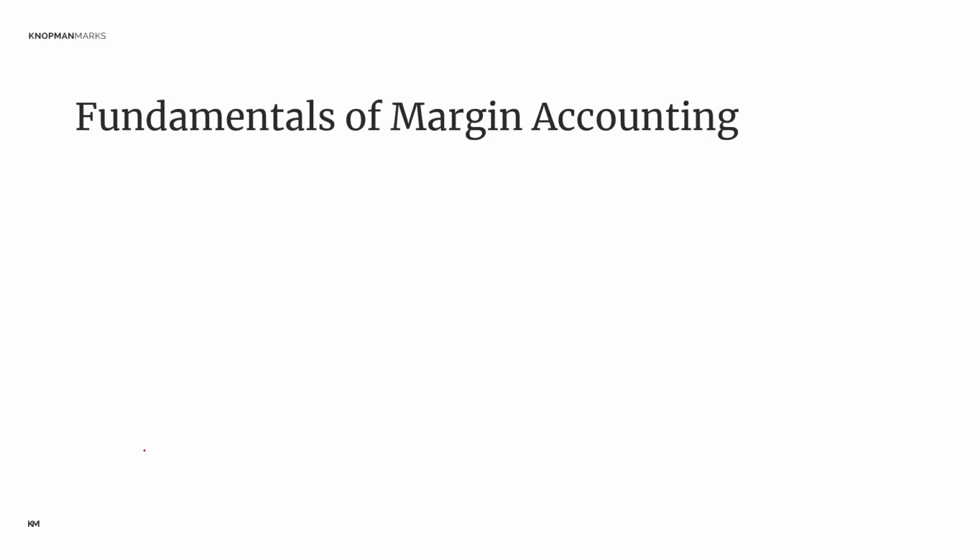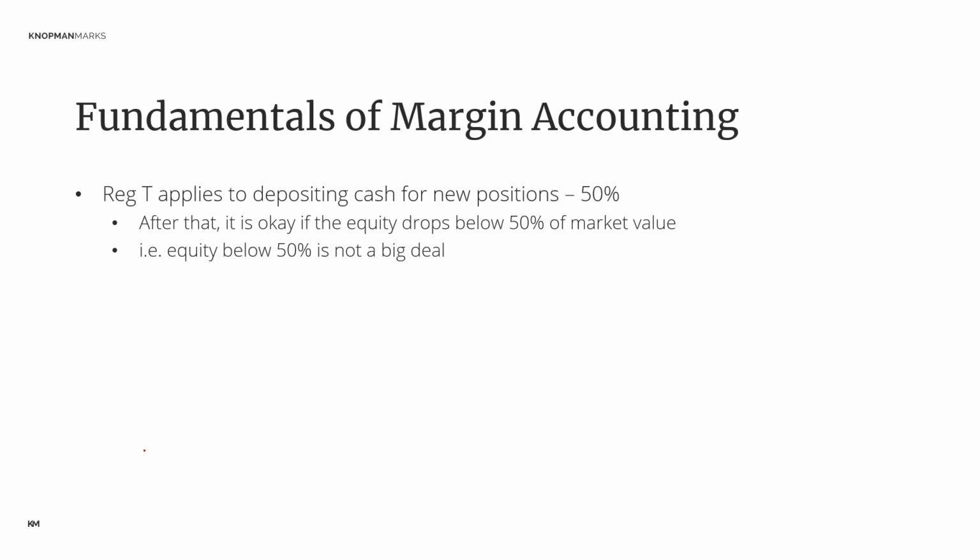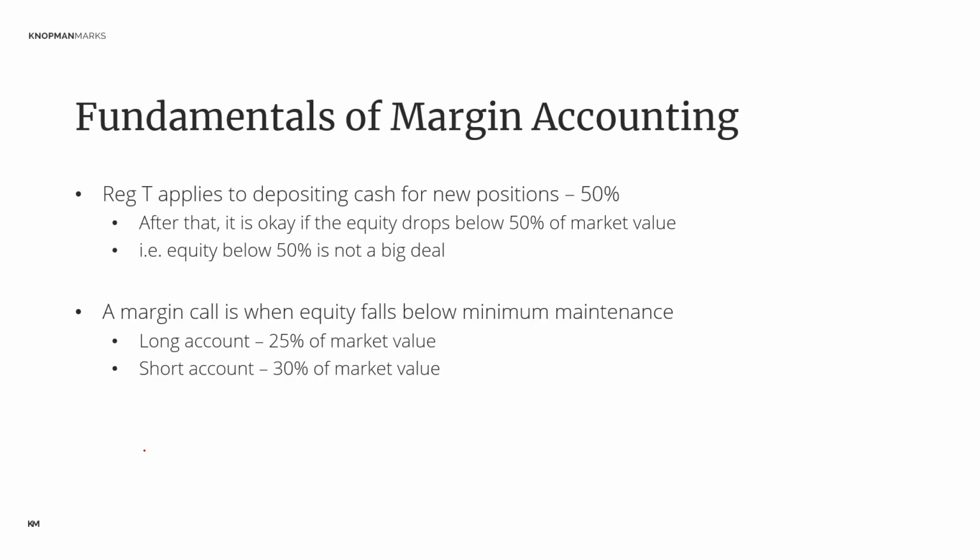Reminding you of some of the fundamentals. When you open a new position, you've got to put up 50%. That's your down payment. Just like for a mortgage, it's maybe 5%, 20, 25%. For equities, it is 50%. After that, if you fall below 50%, it's no big deal. You have a problem when your equity falls below 25% of the market value. And again, this particular video is going to talk about when things go well, so neither of these scenarios are really going to come into play.